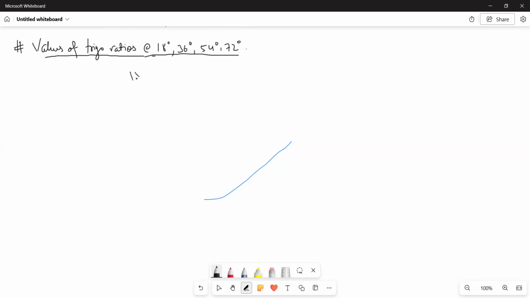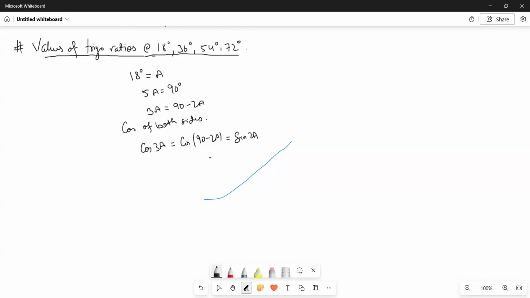So let's say if we consider 18 degrees is equal to A, so how much would be 5A? Sir, 90 degrees हो जाएगा. And in that case, we can say that 3A is equal to 90 minus 2A. Yes, sir. Okay. Now, let's say we take cos of both sides. So that will be cos of 3A is equal to cos of 90 minus 2A. But cos of 90 minus 2A, how much will be cos of 90 minus theta? Sin theta. So sin 2A.